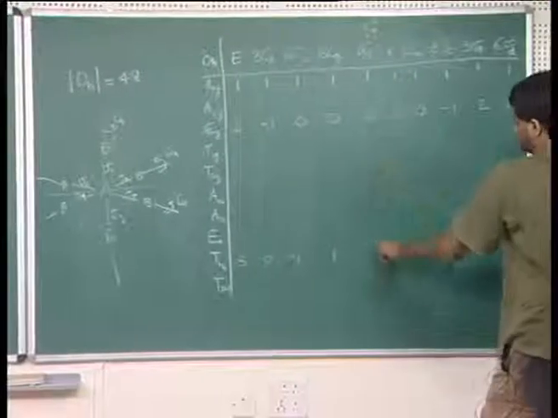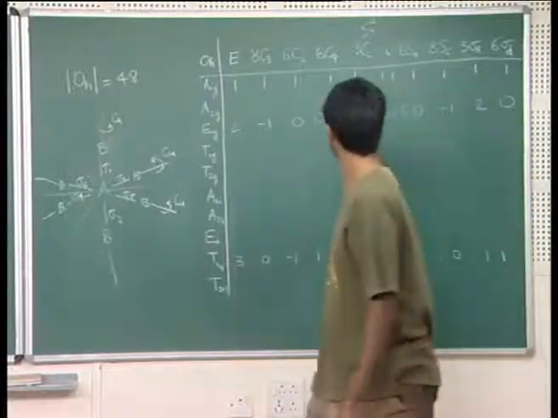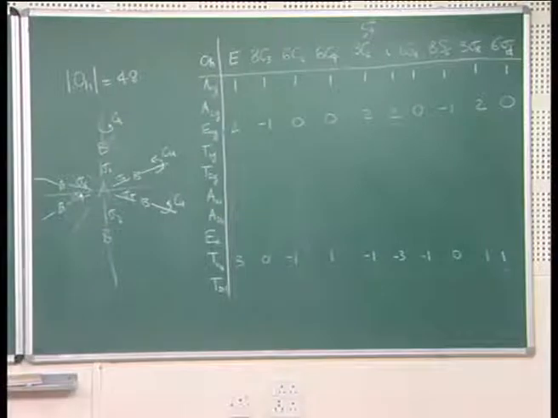Next we can look at 3C2. These are C4 square.